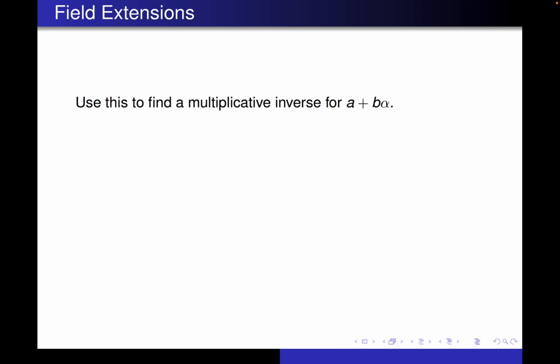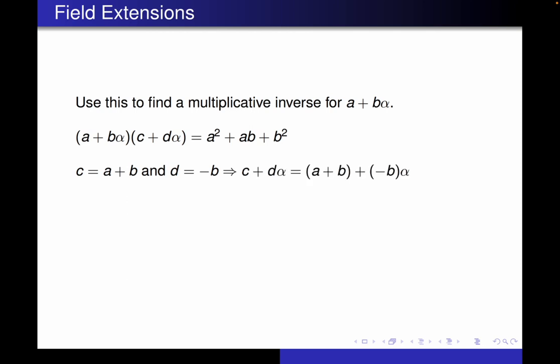And then we're going to use this to find the multiplicative inverse for A plus B alpha. So we have A plus B alpha times C plus D alpha equal to A squared plus AB plus B squared. If we divide both sides by A squared plus AB plus B squared, first thing we have to do is put in C equals A plus B and D equals negative B, right? That'd be an appropriate thing. So we get C plus D alpha equal to A plus B plus negative B times alpha.